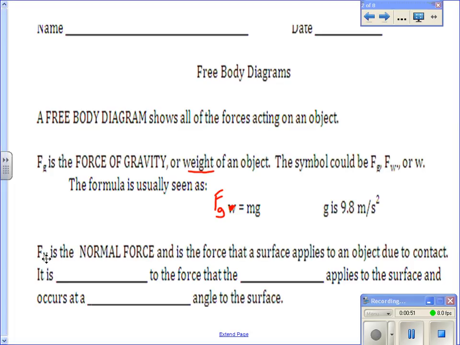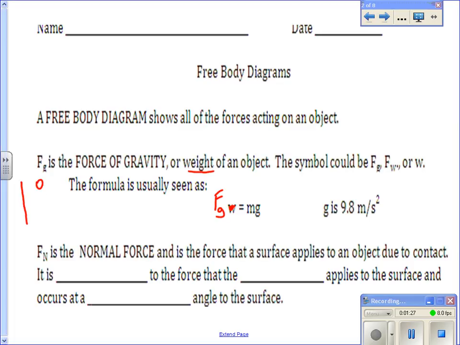F subscript N, F of N, is the normal force and is the force that a surface applies to an object due to contact. So if you have an object on a desk, gravity pulls it down, and since the object isn't pulled through the desk, that means the desk has to push up with a force that is equal. So in this instance, the normal force is equal to the force of gravity, or the weight of the object. And we're going to be only doing things that are on the horizontal or on the vertical.